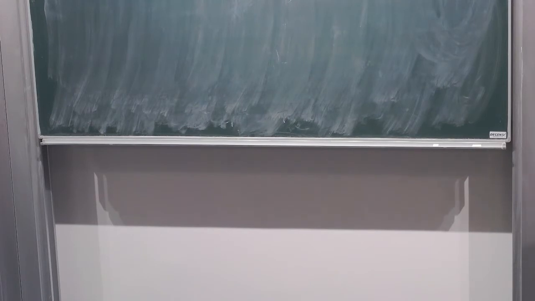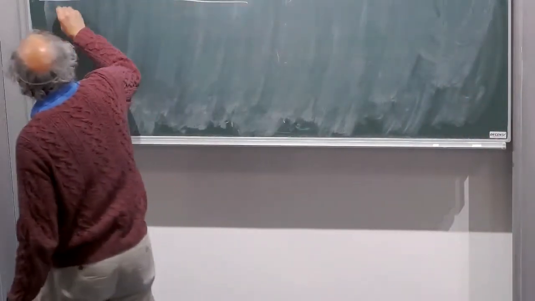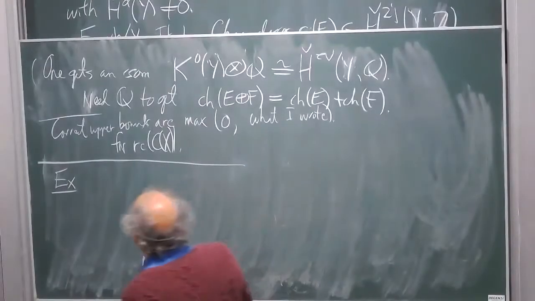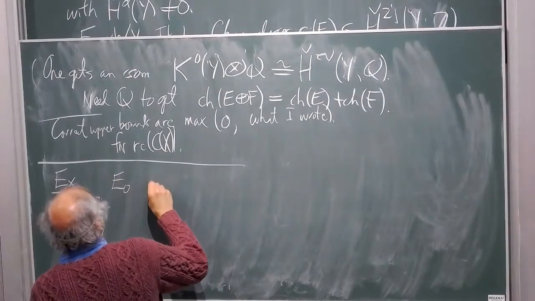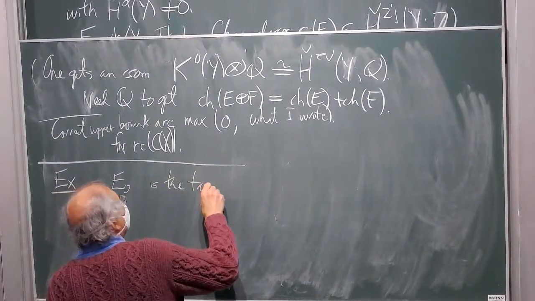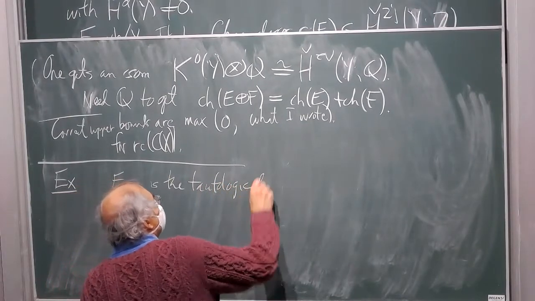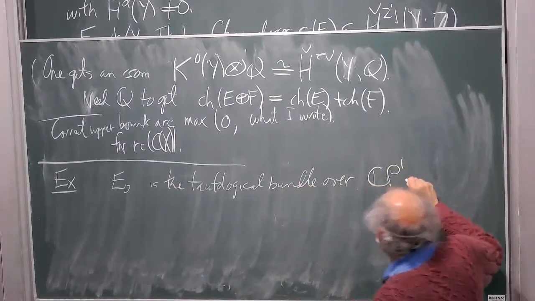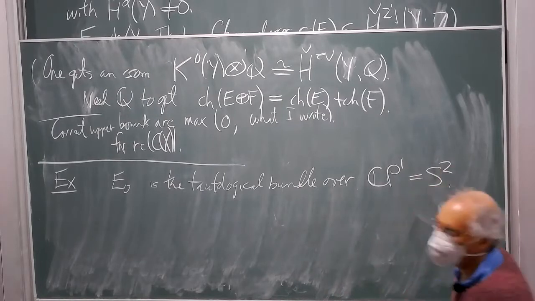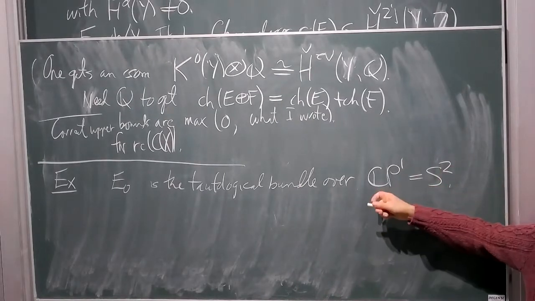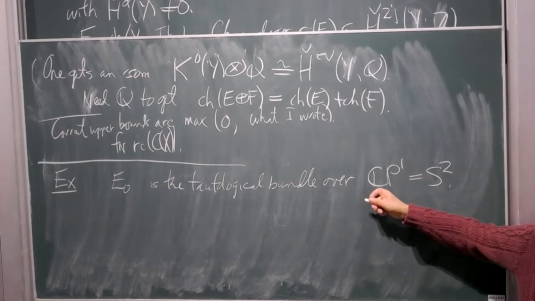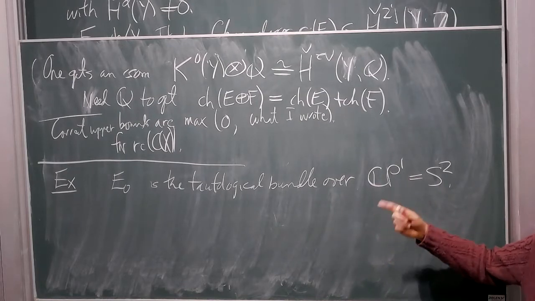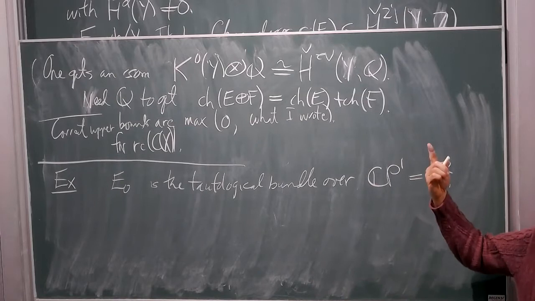Okay, Chris, go ahead. So I want to give an example of these ideas in action. So I'm going to let E0 be the tautological bundle over CP1, which is really just S2. So what is it? This is all lines in the complex plane, and the fiber over a line, regarded as a plane in the plane, is that line regarded as a vector space.